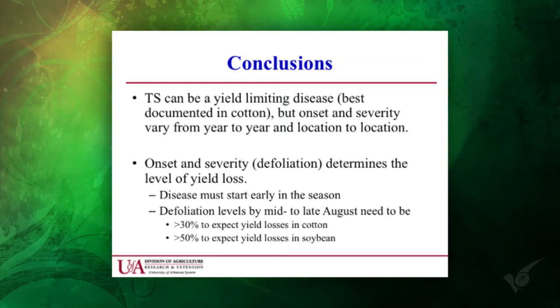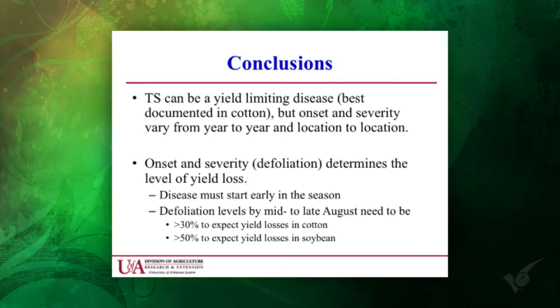But the onset and the severity will vary from year to year and location to location. So that's going to be an important factor. The onset of severity, the amount of defoliation, is going to determine the amount of yield loss. So if it starts earlier in the season, obviously you're going to expect more significant defoliation contributing to yield loss.